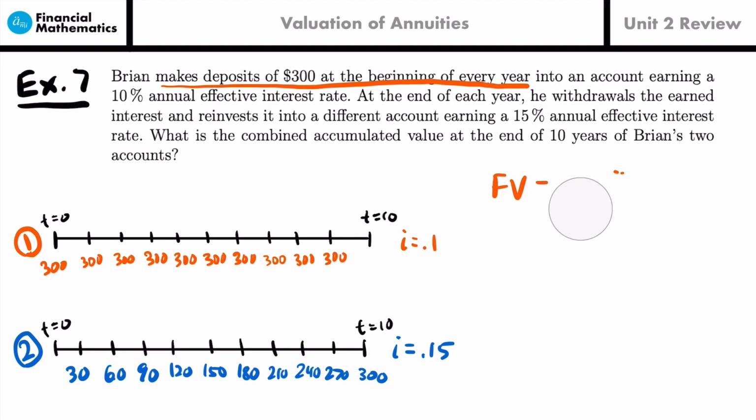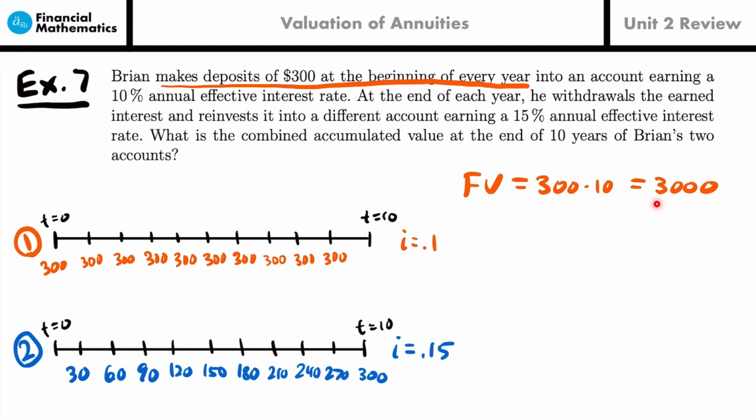What the future value actually ends up being is just the sum of all of these deposits that he makes. It's $3,000. He makes 10 payments of $300. So the future value of account 1 is just 300 times 10, which is 3,000, because he took out all the interest that he earned. It's all in this other account. So at the end of 10 years, all that's left in account 1 is those deposits of $300 that he made over those 10 years.